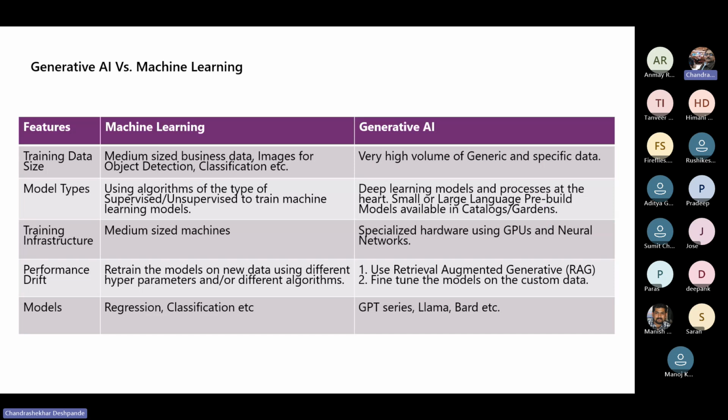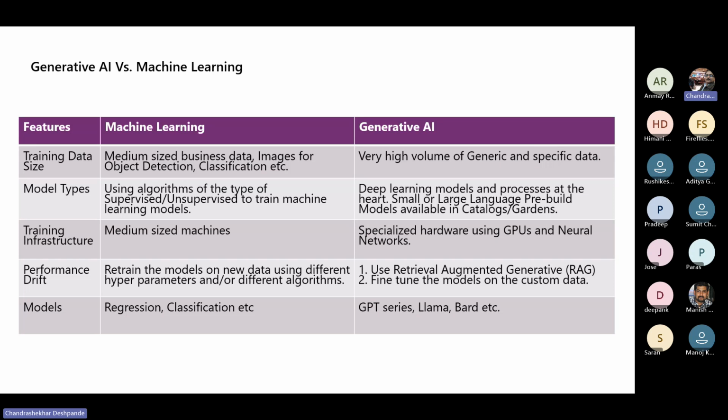Here one very important point to note is, as I already mentioned, that generative AI models are to be trained on very large hardware, on very large data also. For this purpose, in order to avoid training the model right from scratch, small or large language pre-built models are available. Pre-built means that on generic data, these models have already been trained and they are available on cloud. So there are gardens on GCP cloud, there are catalogs on Azure cloud, as well as many such models available on AWS cloud.